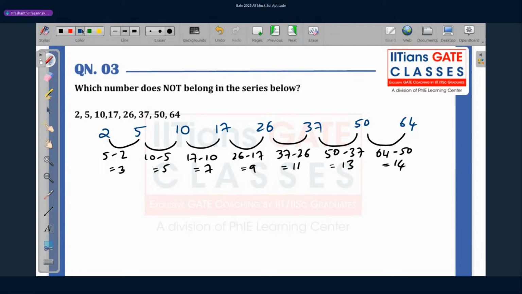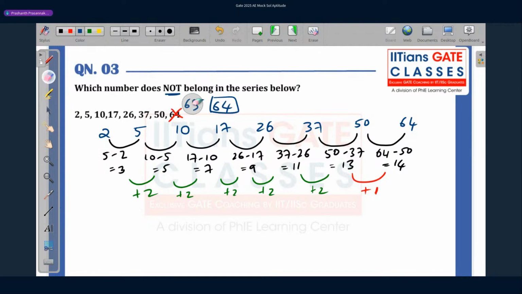So I can see a clear pattern over here. Between 3 and 5, it is plus 2, plus 2, plus 2, plus 2, plus 2, and finally when it comes to this, it is just plus 1. It clearly indicates that instead of 64, it should have been 65. If it was 65, the difference would have been 15, and instead of plus 1 here, I would have had plus 2. So which number does not belong? It is 64. Okay. Yeah, odd increment.